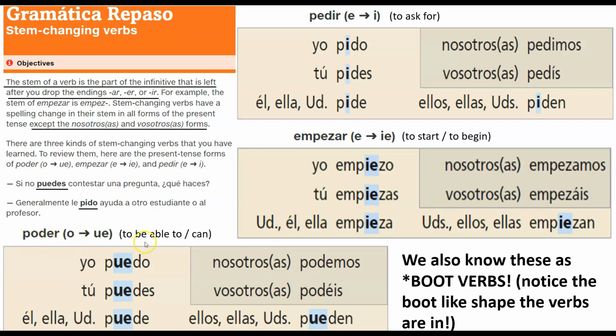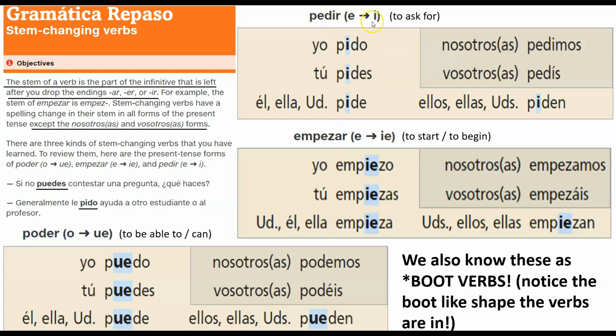Poder, O to UE, to be able to or can. So I expect you to write down the verb, what it changes to, underline this O, O to UE, and the definition. And then I want you to write this boot here, all right? All of the verb conjugations and everything you need. So, yo puedo, I can. Tú puedes, you can. Usted, él, ella puede, you formal, or he or she can. Nosotros podemos, we can. Vosotros podéis, y'all can. Ustedes pueden, you all can. Ellos, ellas pueden, they can.